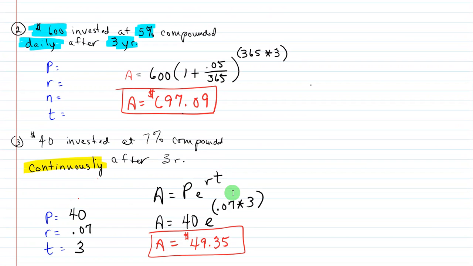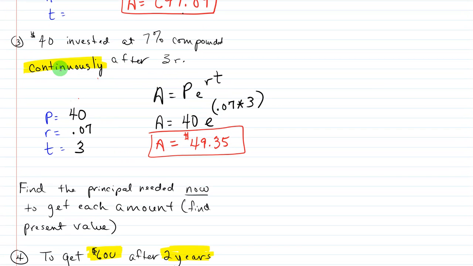So $600 invested at 5% compounded daily after 3 years. So P would be 600. R would be 5% or 0.05. N, how many days in a year? We're going to count 365. That would be your N, and T is 3 years. Still plugging in, you would get 697.09.